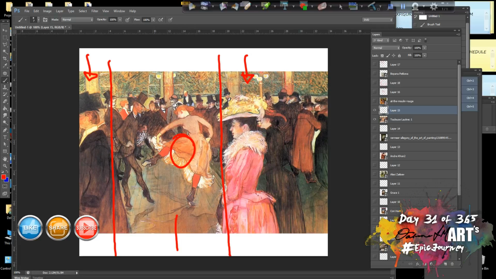So we become almost voyeuristic, where I know it sounds like a terrible word, but we become onlookers. We're not actually part of what is going on. We're watching what is going on from a little bit of a distance. And the framing of that subject matter within two very obvious foreground elements, being these two people, does that for us. It separates us from what's going on in the painting.